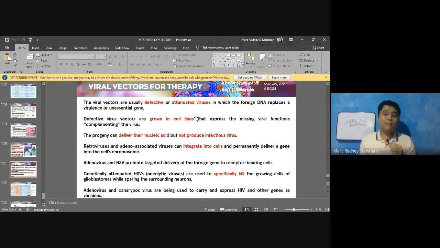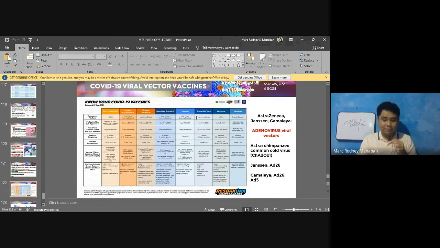And adenovirus, canary pox, again, are usually used for vaccines to carry and express HIV genes needed for vaccines. True enough, di ba? That's why COVID-19 vaccines. Daghan kayong viral vector vaccines. And kinsa na sila usually, your AstraZeneca, the Janssen, and Gamaleya from Russia na mga vaccines. They're all viral vector vaccines. And again, silang viral vector, adenovirus.